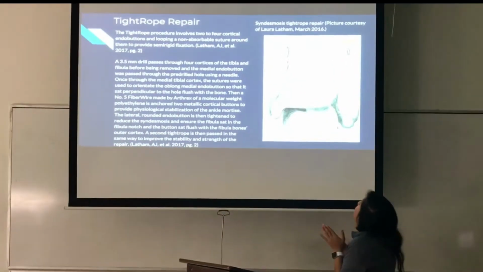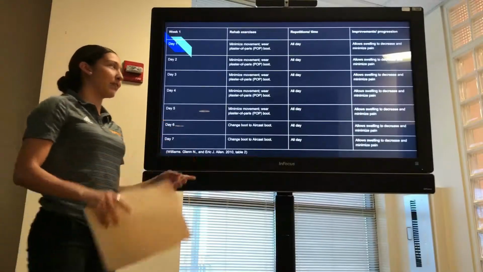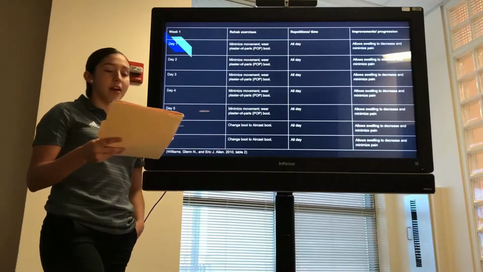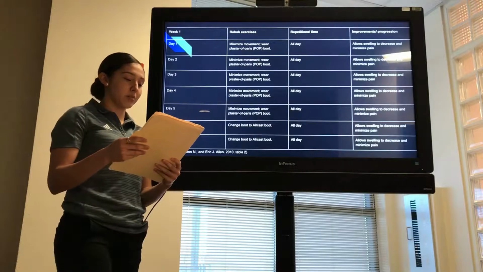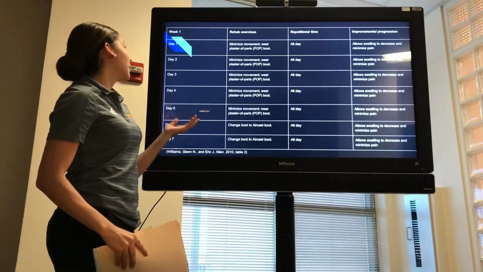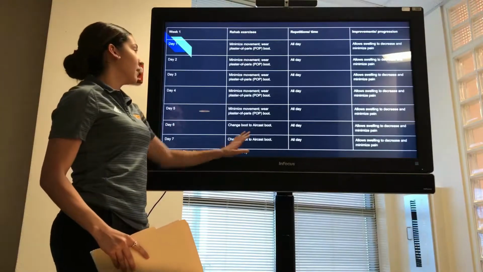place the tightrope repair. So our goal for the beginning phase, which is the first 3 weeks of the rehab after surgery, is to protect the healing joint while minimizing pain, inflammation, muscle weakness, and loss of joint motion. So this is the first week. Basically, he's going to be on the boot all the time.